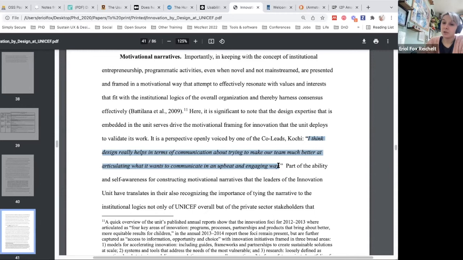So while this is talking about how design has made communication better, articulating what they want to communicate in whatever way, applied to the innovation process within UNICEF, because this is being applied to Rapid Pro, that is also true of their open source processes.